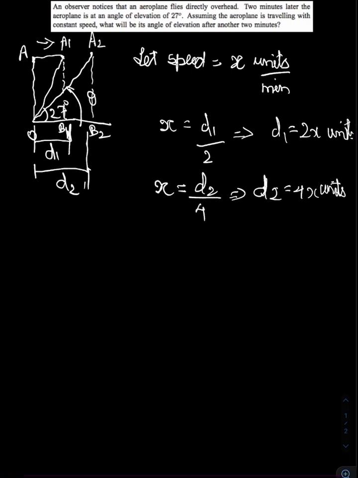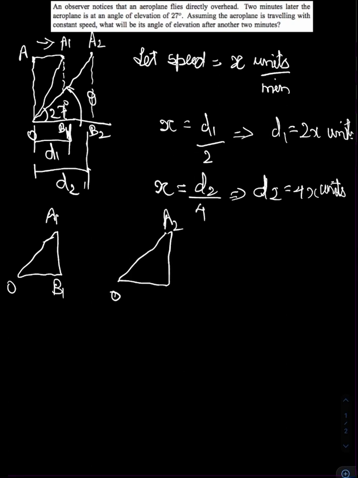Now, we got this distance and we have to find theta from this. The height for both the triangles. Let's draw the triangles separately. O, A1, B1, and O, A2, B2. This distance is 2x. This distance is 4x. This distance would be constant. Let's assume this is h. We got this angle here, which is 27, and we have to find theta here.